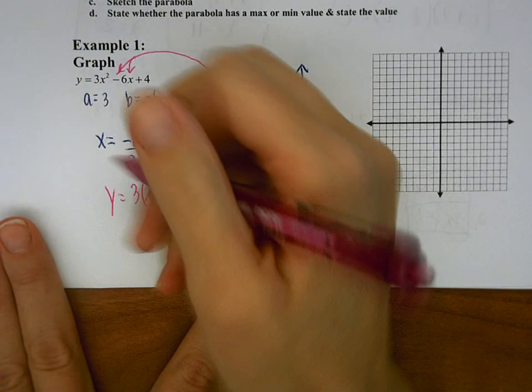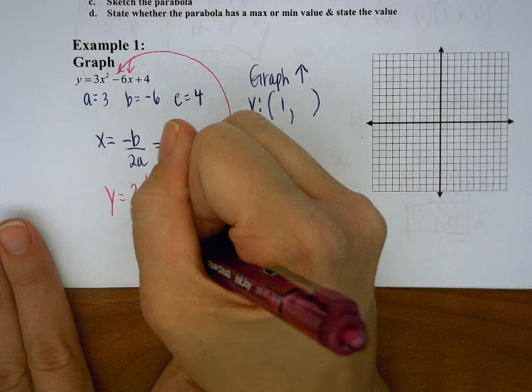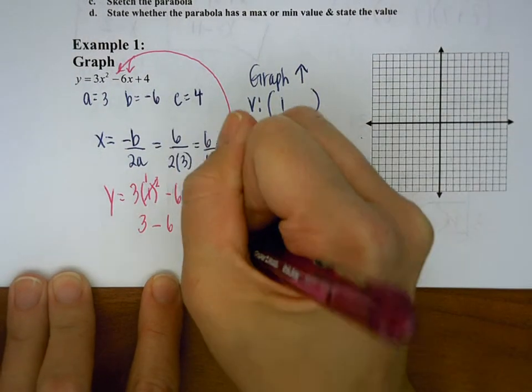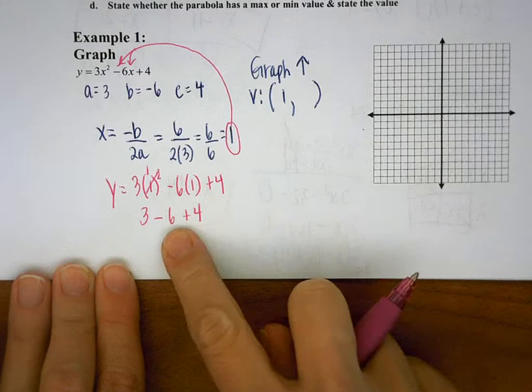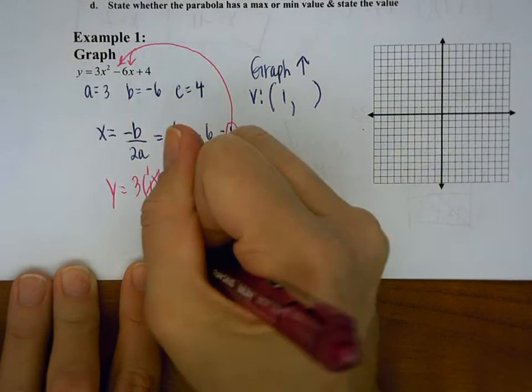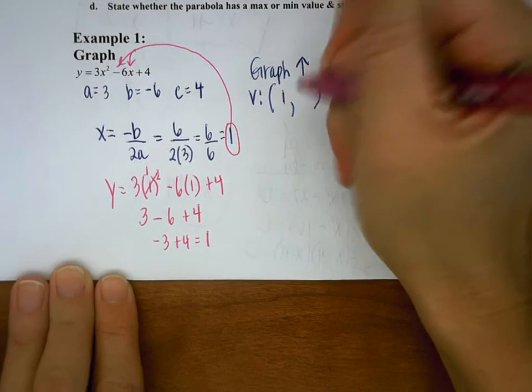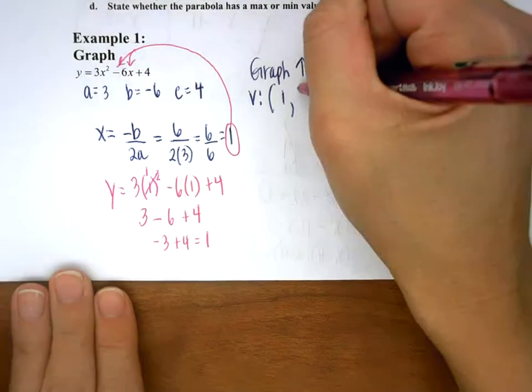And then I have 3 times 1 is 3. Minus 6 times 1 is 6 plus 4. Then we have 3 minus 6 is negative 3 plus 4 equals 1. So my y value of the vertex is 1.